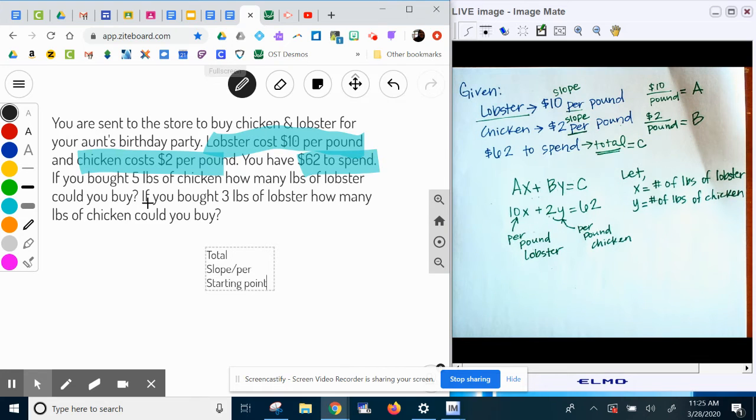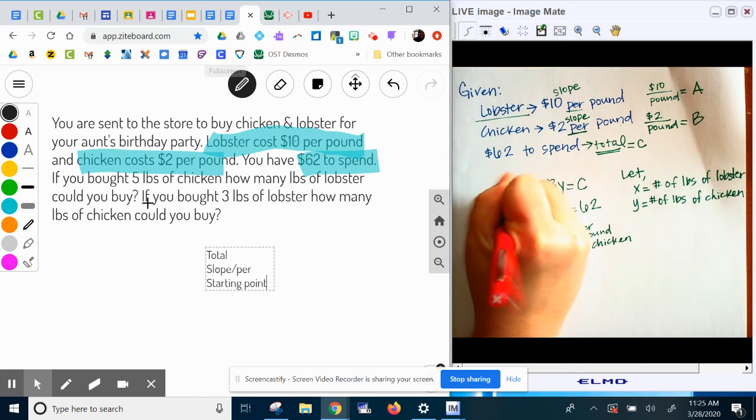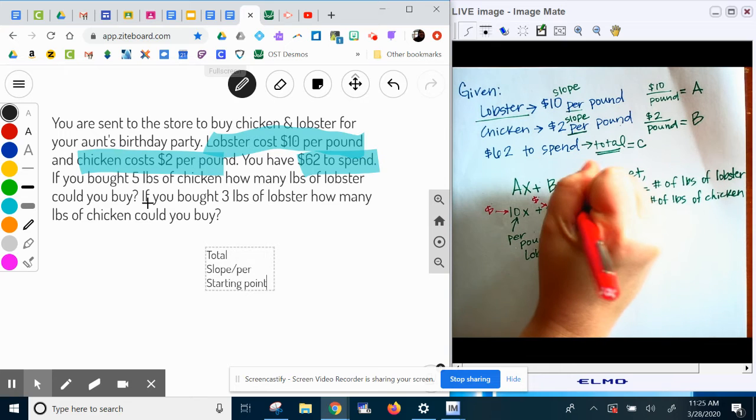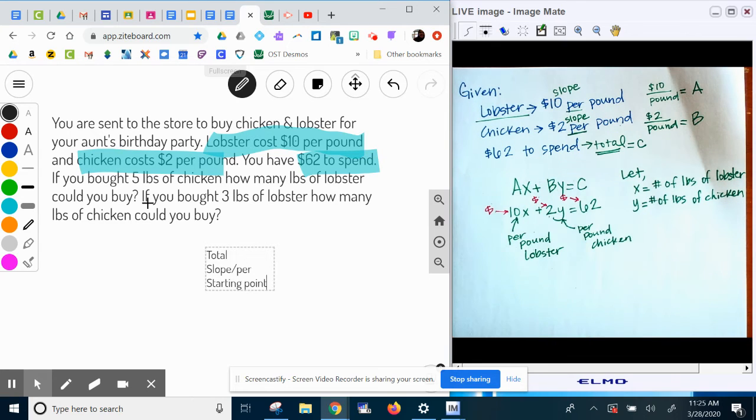Now, we know this is all talking about money too. This was $10, this was $2, and our total is still $62. We have money throughout this problem. Remember, the total should always be the same units as whatever our slopes were. Since our slopes were money, our total was money. It should work out like that every time, so that shouldn't be an issue. Okay, so let's answer the questions.